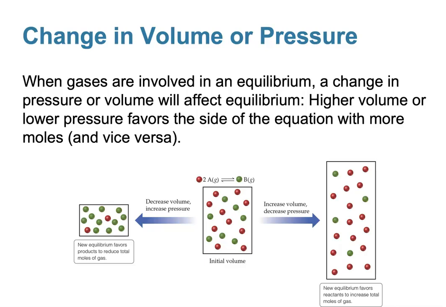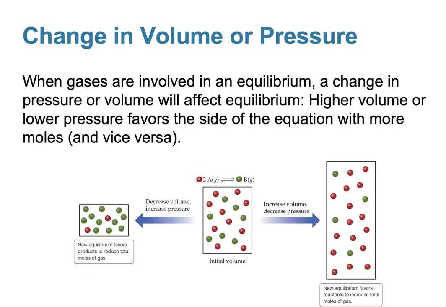Change in volume or pressure. When gases are involved in an equilibrium, a change in pressure or volume will affect equilibrium. Higher volume or lower pressure favors the side of the equation with more moles of gas. So I told you if I increase the pressure, which would be lower volume, it switches to the side with less moles of gas because it's going to be less crowded. So this is just saying it in the opposite way that I originally said it.